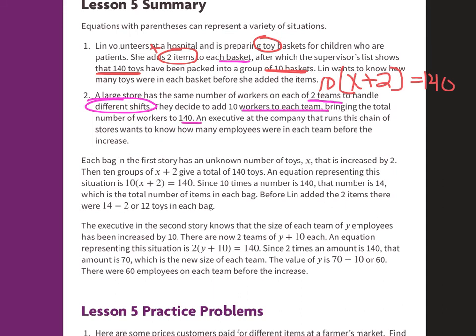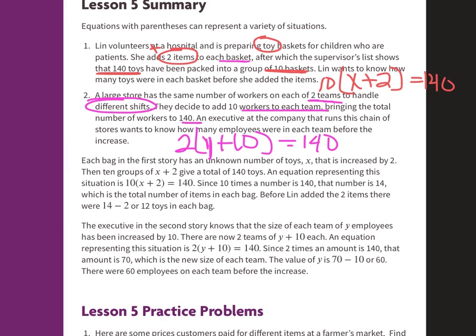So we don't know how many workers are on the team. So it looks like in the review they put a y. They add 10, so y plus 10. There's 2 teams, so 2 times that equals 140. Okay? 2 teams. They have so many workers, and then they add 10 more, and that equals 140.